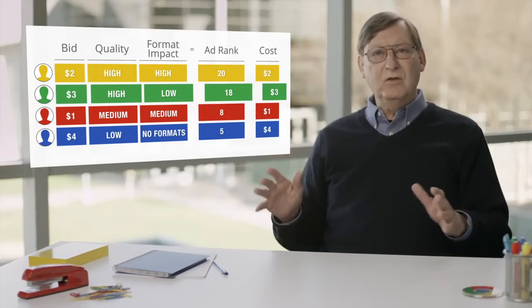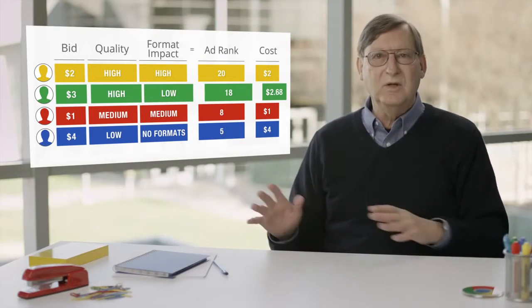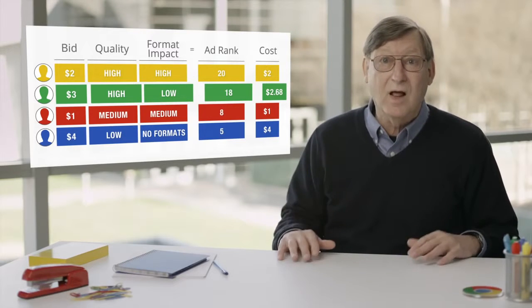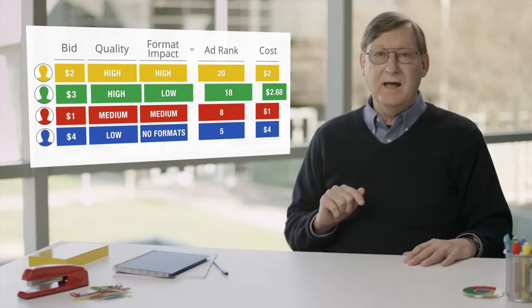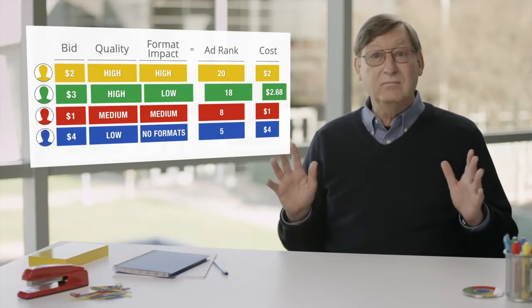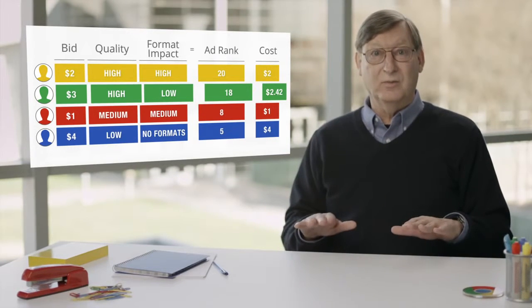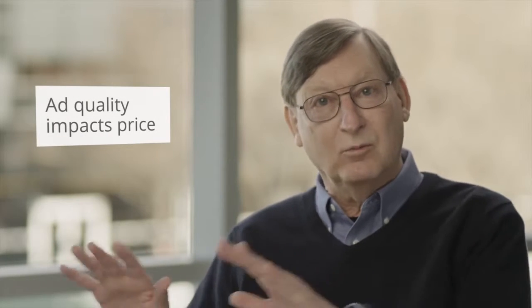Before, even though she bid $3, she only needed to bid, say, $2.68 to beat the ad rank of the advertiser immediately below her. So that's what she paid, $2.68. But now that she's improved the quality of her ad, assuming everything else stays the same, she could have bid as low as, say, $2.42 to beat the advertiser below her. So her cost per click goes down to $2.42. Why? Because the price an advertiser pays is partially based on her ad quality.